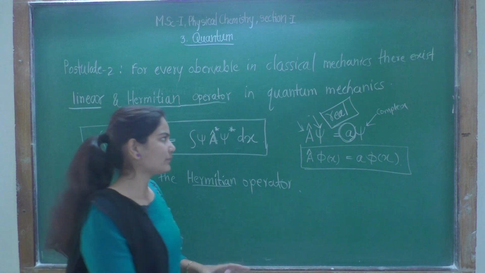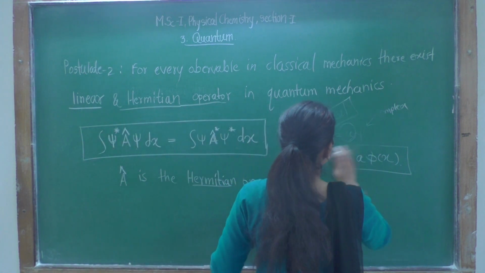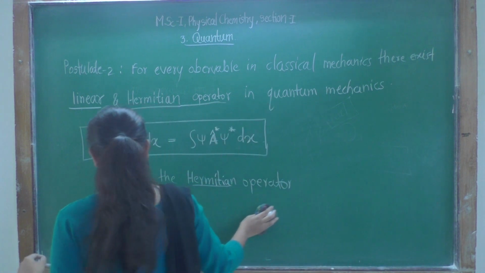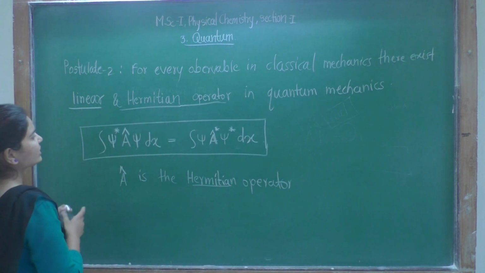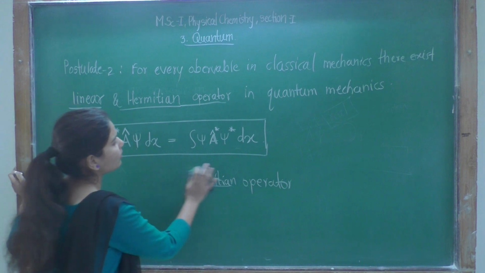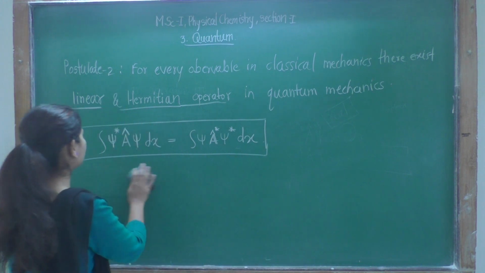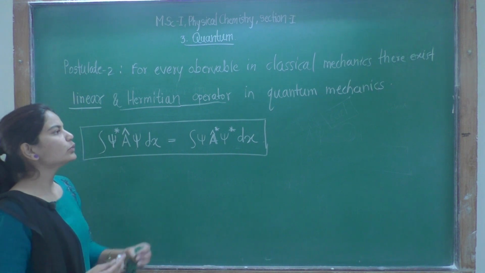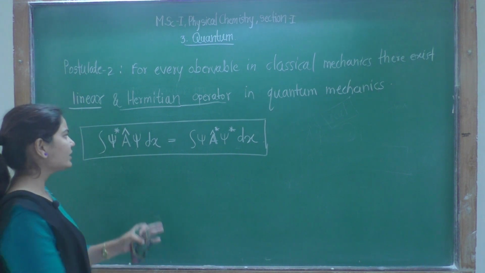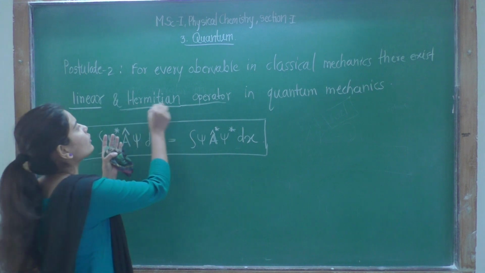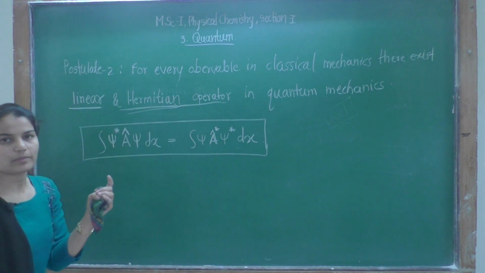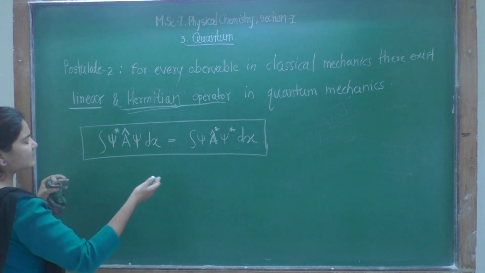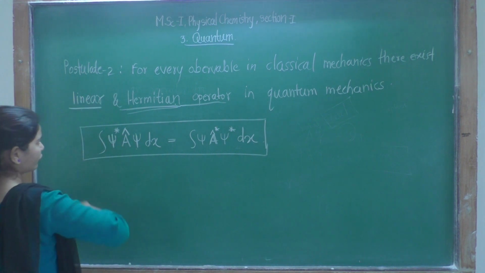It should be real. So this is one important condition, and this condition is followed by Hermitian operators. To ensure that condition, we are using only Hermitian operators in quantum mechanics, right? This is the basic rule. Now let's see the proof.